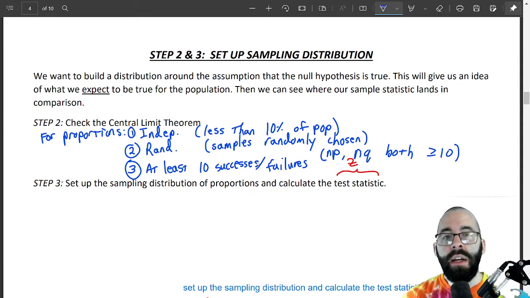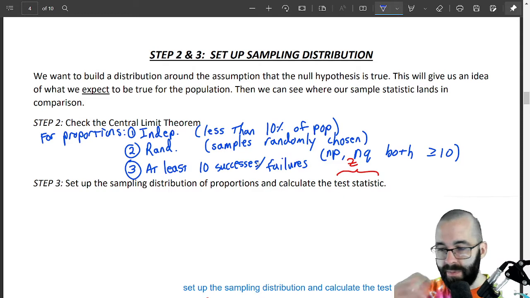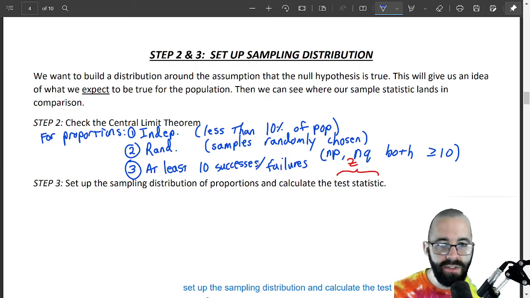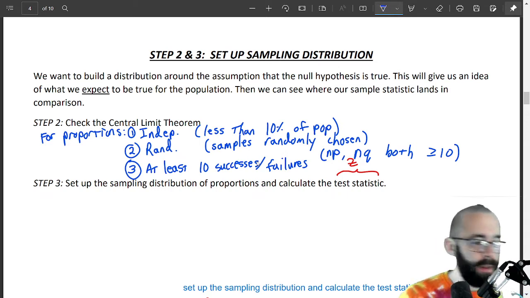All right. So in our coin flipping example, independence, yes, every coin flip is independent of the one before it. Randomization, yep, it is a random event. We are flipping it 50 times, which means we have expected number of 25 heads and 25 tails, which satisfies the success failure condition as well. Okay, so we had all of these for that first page, even though we didn't explicitly test them. And now we're going to move on to step 3.